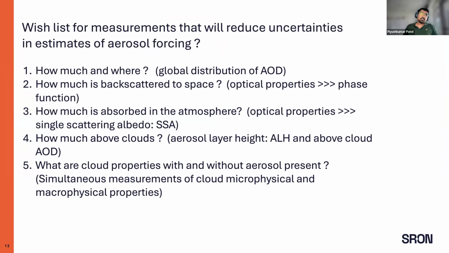Now, this is the wish list that we need in order to reduce the uncertainty in the climate model. The first is how much and where, the global distribution of AOD. Second is how much is backscattered to space. So how much radiation is backscattered to space? That depends on the properties of the aerosol.